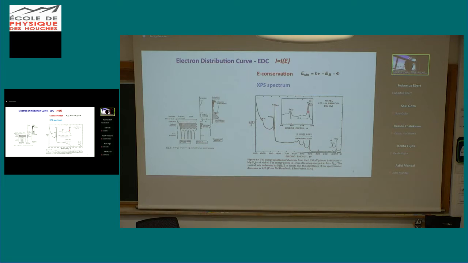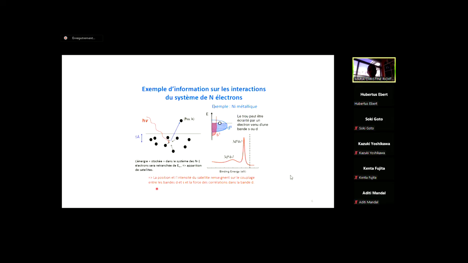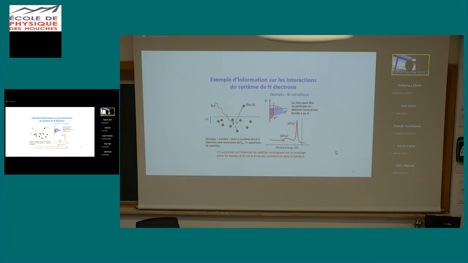And then you have an additional peak here, which gives information about the screening in the valence band. So this is the famous 6 electron volt satellite of nickel, which comes from the screening done by either s or d orbitals.